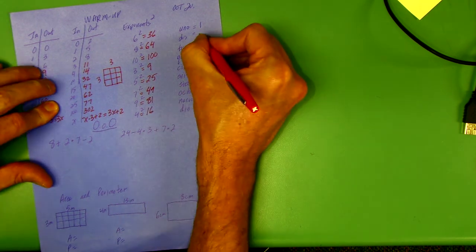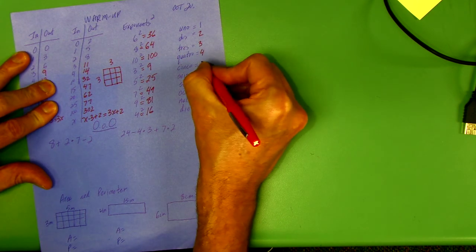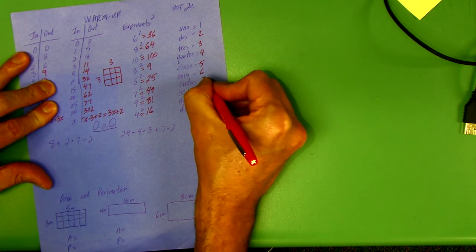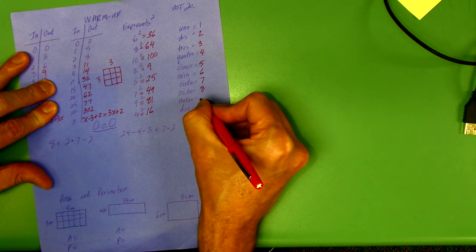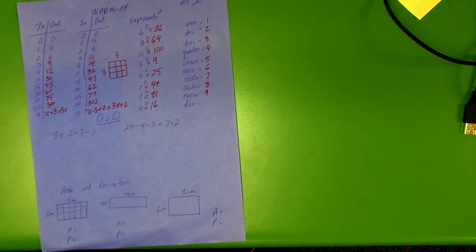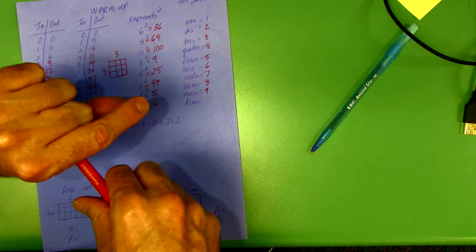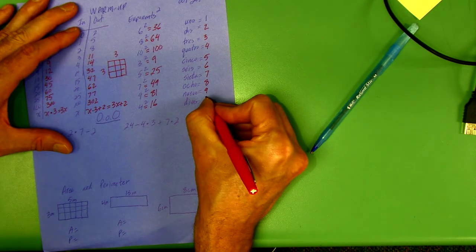Okay? Dos, tres, cuatro, cinco, seis, siete, ocho, nueve, and 10. Whoops, I forgot that S or Z. Please don't grade me on my spelling. I think it's an S. It might be Z. 10 is 10.